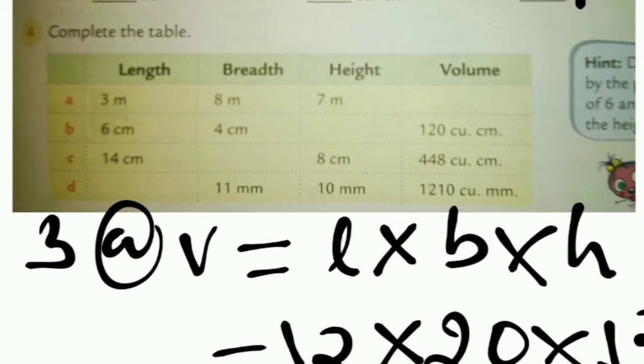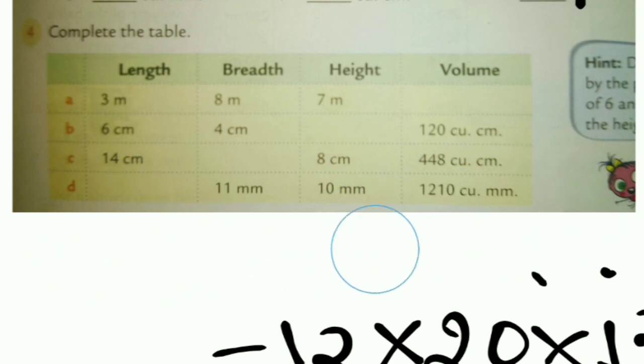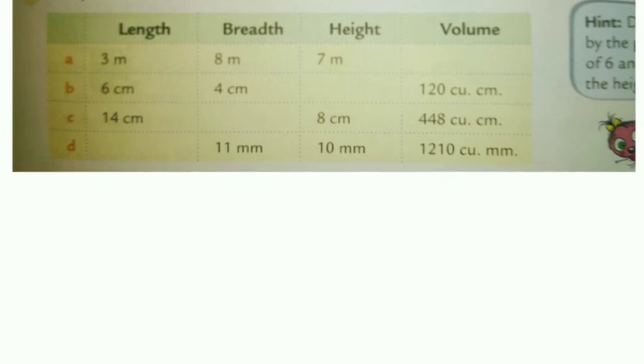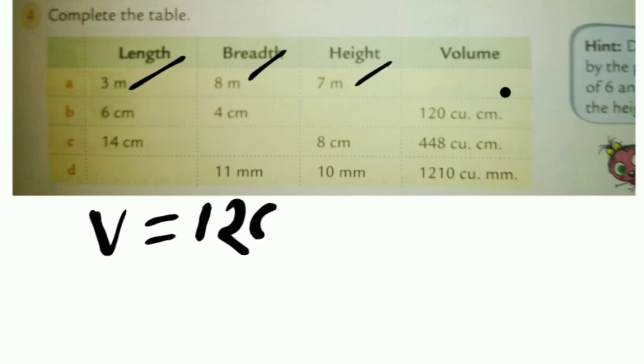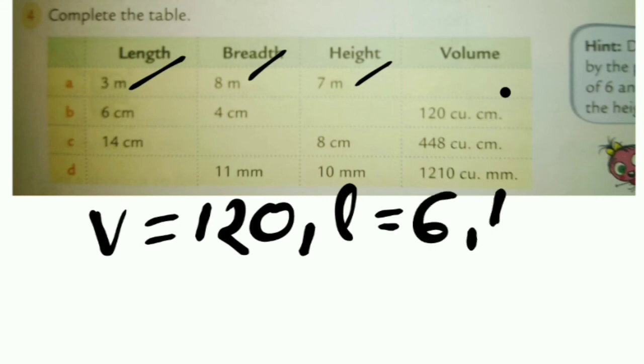Now complete the table. Question number 4. In question number 4, table means whatever missing numbers are there, that we have to find. Okay. See, length given, breadth given, height given. So we have to find volume. It is length multiplied by breadth multiplied by height. See the next one. Volume is given 120. Length is given 6 and breadth is given 4.